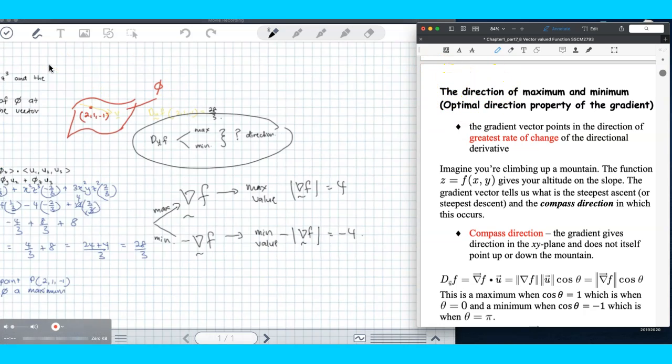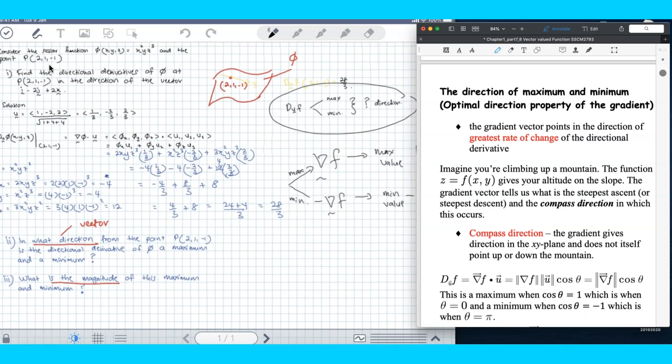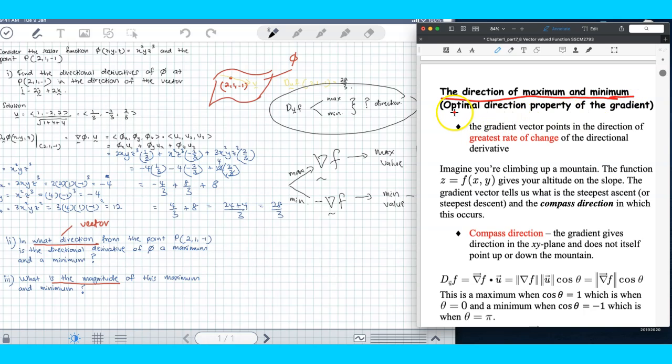This question is related to the topic of directional maximum and minimum. This is part of the optimal direction property of the gradient, meaning that you can use the gradient to find the optimal direction. In the gradient of a scalar function, there is this optimal direction property.